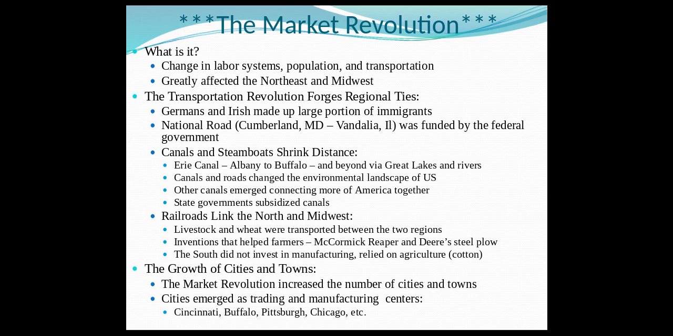Germans and Irish made up a large portion of immigrants, especially in this time period. And remember, there's an Irish potato famine in the 1840s. Many Irish, even before then, were coming in. So were Germans. There's tough times in Europe, and America seems to be a land of opportunity, a place where you can come and buy land for yourself.